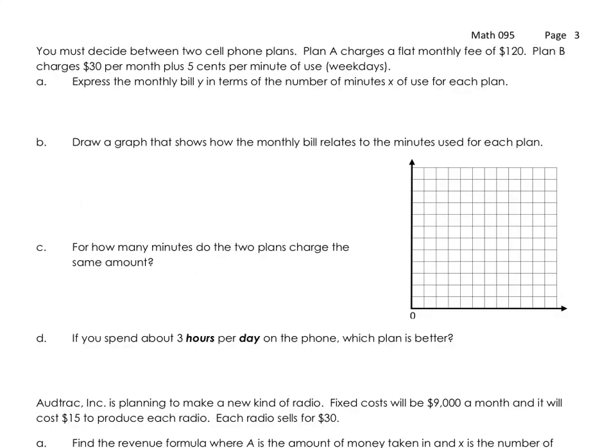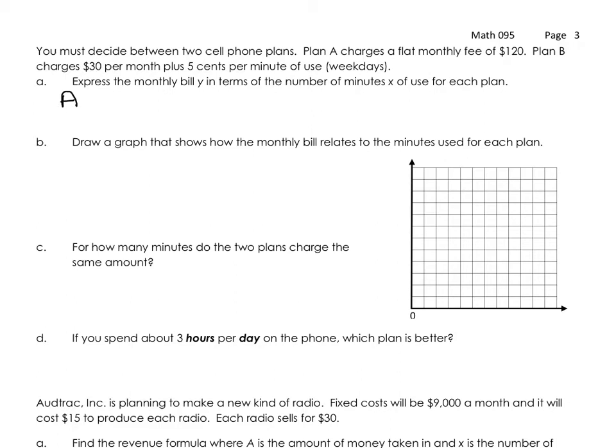You must decide between two cell phone plans. Plan A charges a flat monthly fee of $120. Plan B charges $30 per month plus 5 cents per minute of use. Express the monthly bill Y in terms of the number of minutes X of use for each plan.